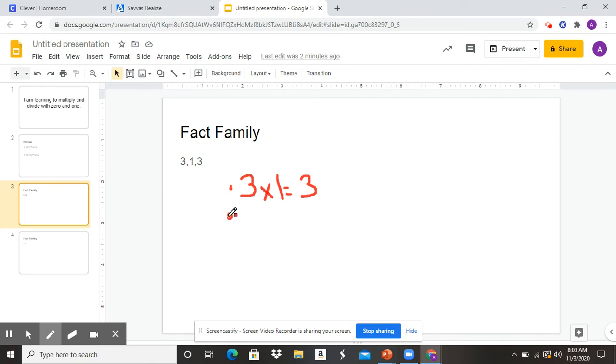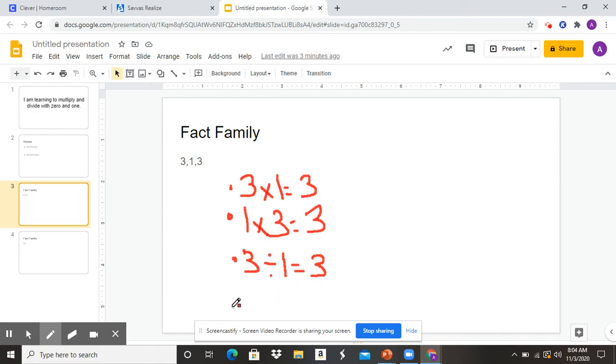Then my second multiplication fact, 3 is going to be the answer, but all I'm going to do is flip-flop 1 and 3. So my second fact will be 1 times 3, which is going to be 3, okay? Now that I have my two multiplication facts, let's do my division fact. If I take 3, which is my product, and put it in my dividend, 3 divided by 1, what other number am I missing? I have 3 and 1. What's my other number? 3, right?